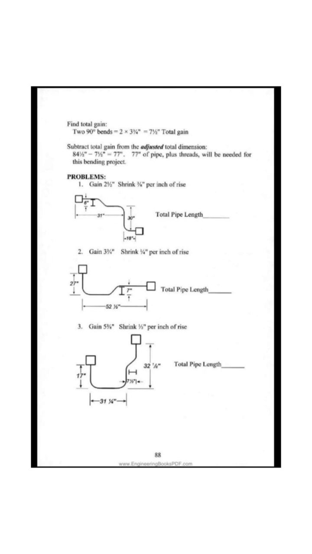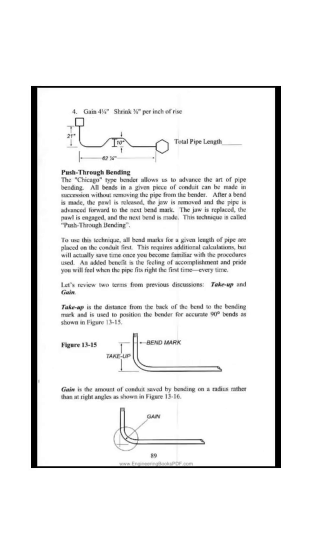Problems. 1. Gain 2.5, shrink per inch of rise. Total pipe length blank. 2. Gain 3 3/4, shrink 1/4 per inch of rise. Total pipe length blank. 3. Gain 5 3/8, shrink 1/2 per inch of rise. Total pipe length blank. 4. Gain 4 1/4, shrink per inch of rise. Total pipe length blank.